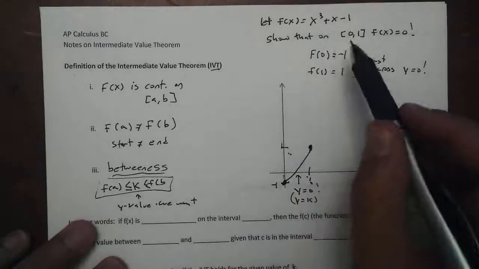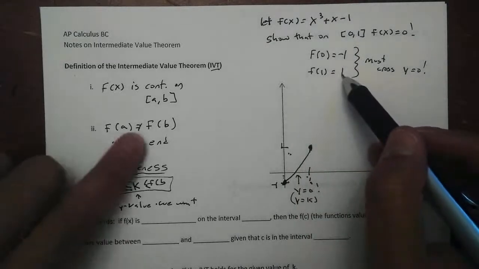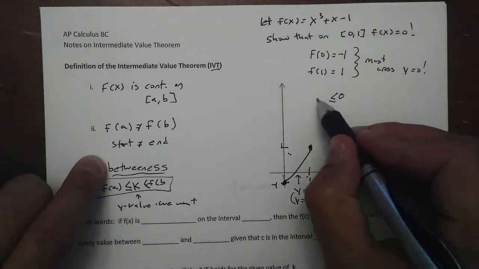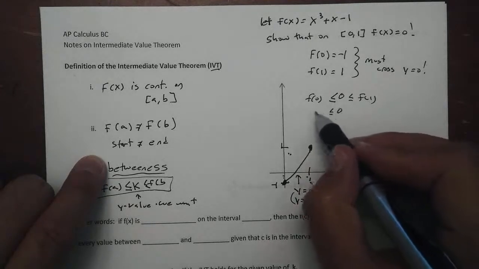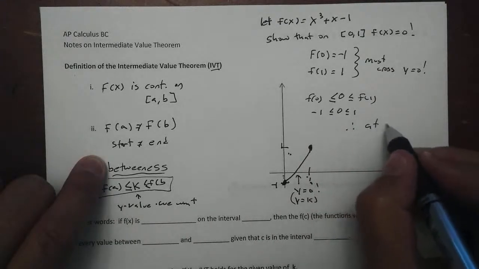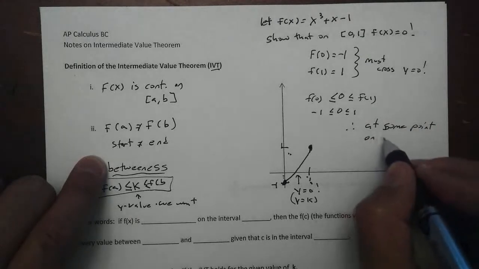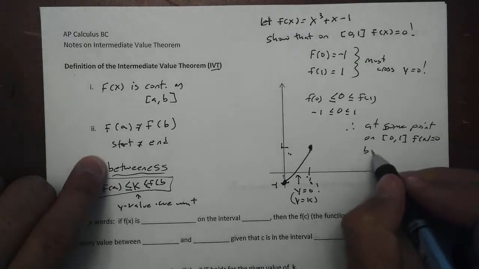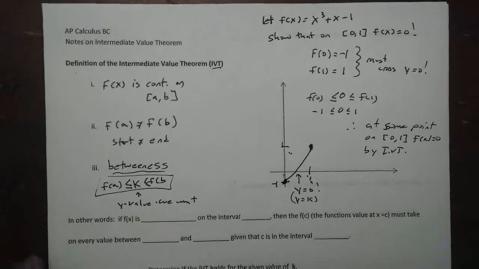So let's take a look. 1, this is a continuous function. 2, negative 1 and 1 are not the same. And 3, 0 is between f of 0 and f of 1. In other words, 0 is between negative 1 and 1. So therefore, we would say at some point on the domain 0 to 1, f of x has to equal 0 by the IVT. We can abbreviate that, the intermediate value theorem. And that's our rule.